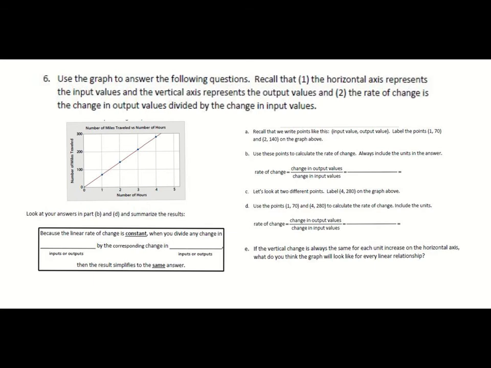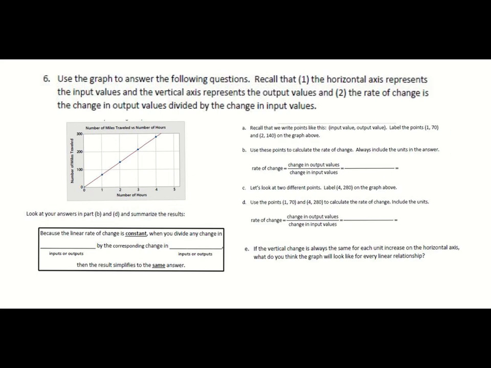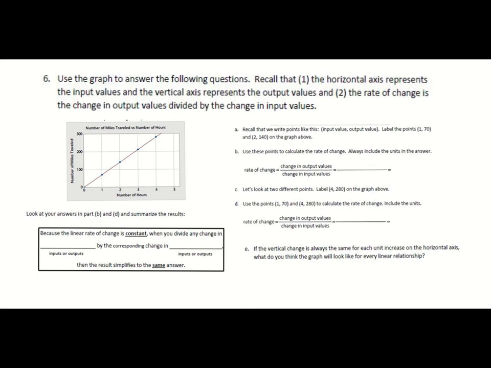Okay, 6. I want to use the graph to answer the following questions. Recall that the horizontal axis represents the input and the vertical is the output. And the rate of change is the output divided by the input. We want you to label the points 170. We want to put the points 170 on here. So this point is, oh, let's not do this. Erase.